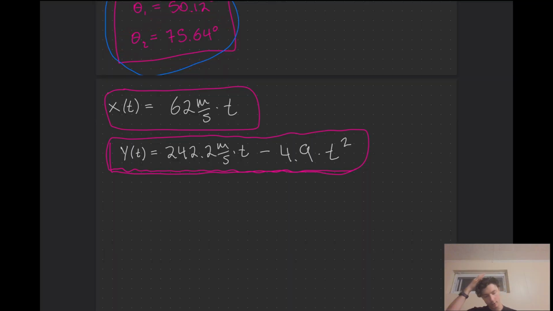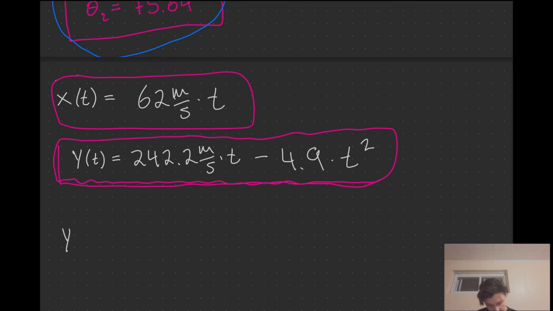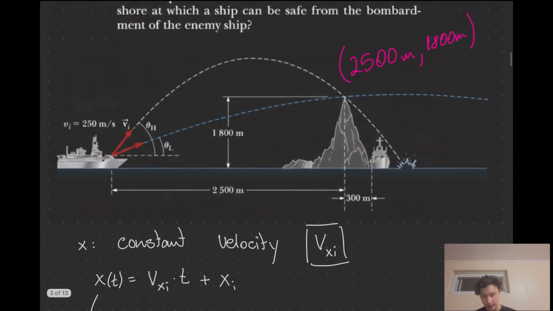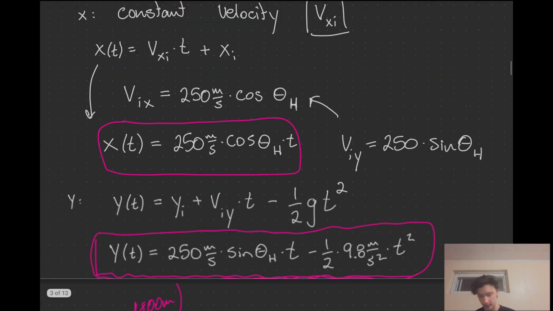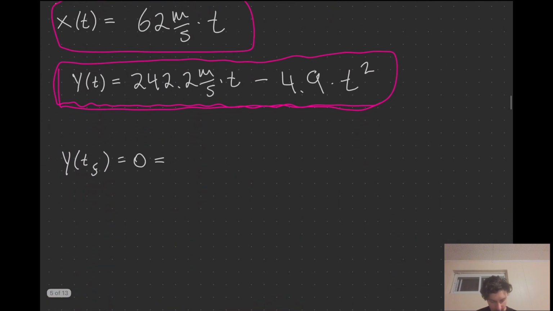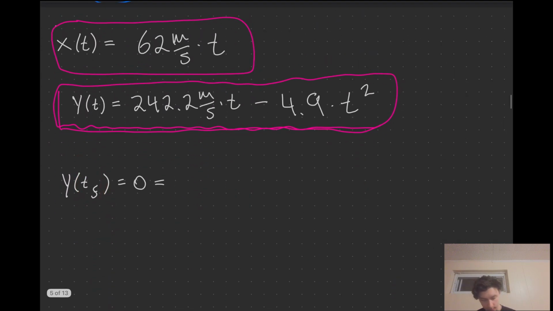Now what we could do is say, okay, we're going to set y at t final equal to 0. So the projectile hits the water over here, and this is happening at t final. We're going to use this equation and just solve for t final.